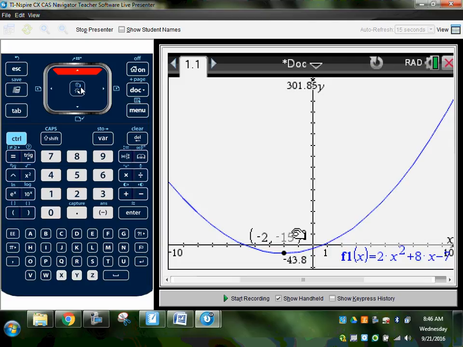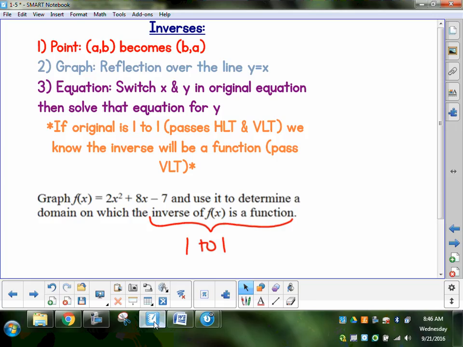Looking at this, what domain could I restrict this over such that it's going to be 1-to-1? Hands up, please, if you can tell me. There's more than one acceptable answer for this. There's two. -2 to positive infinity. Or, who can tell me another window that I could look at? So this would be 1-to-1.